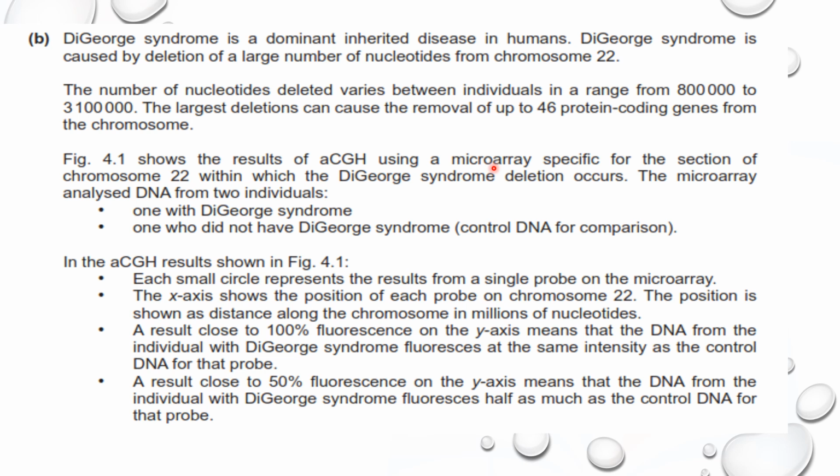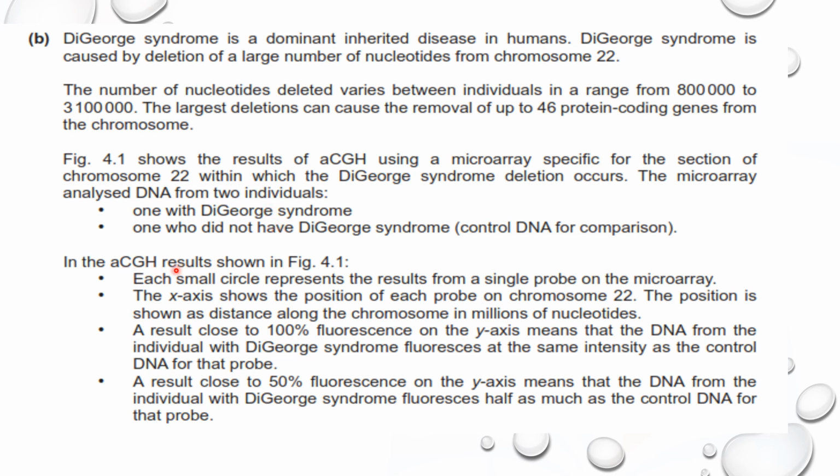Don't just read on the surface. Read in between the lines. Think through. Every piece of information matters. The microarray analyzed DNA from two individuals. How did they analyze it? One with the DiGeorge syndrome, the other one who did not have the DiGeorge syndrome. That's the control DNA, the one that doesn't have it. So the genes are not deleted. Some genes are missing here, genes are intact here.